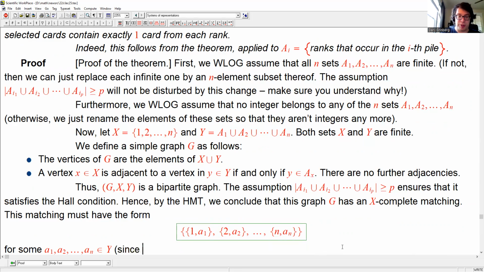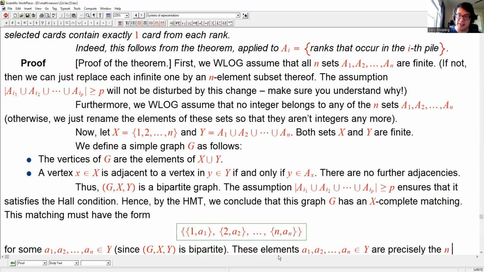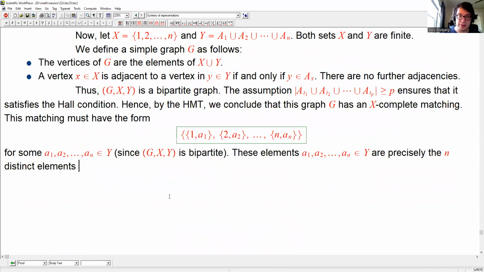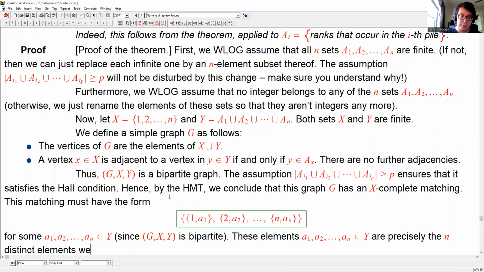One more thing, I'm again using the fact that this graph is bipartite, so you cannot have any further edges because each edge needs at least one vertex in X. So if it's X-complete, it has only n many edges, not more. Okay, so these elements a_1 up to a_n in Y are precisely the n distinct elements we are looking for.